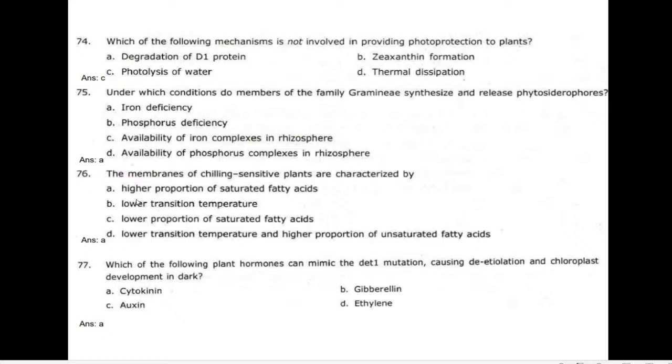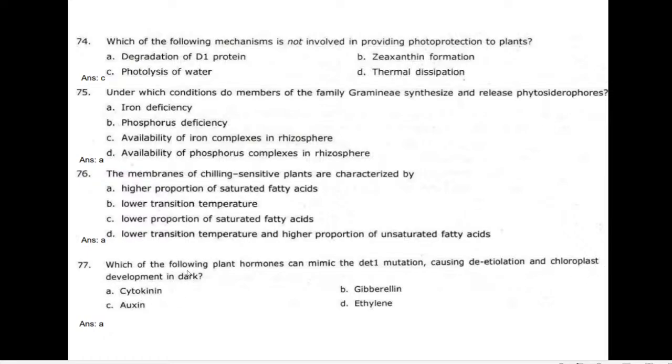The membranes of chilling sensitive plants are characterized by a higher proportion of saturated fatty acids. If there is a higher proportion of saturated fatty acids in chilling sensitive plants, which of the following plant hormones can mimic the TET1 mutation, causing de-etiolation and chloroplast development in dark conditions?